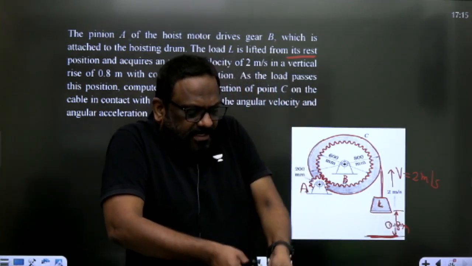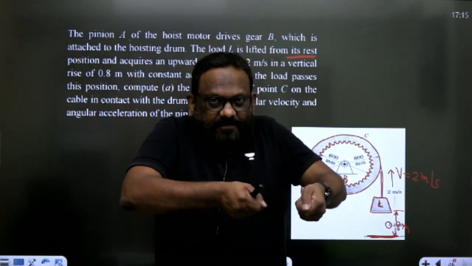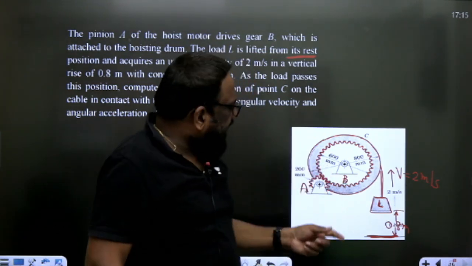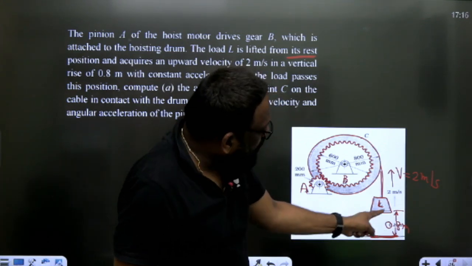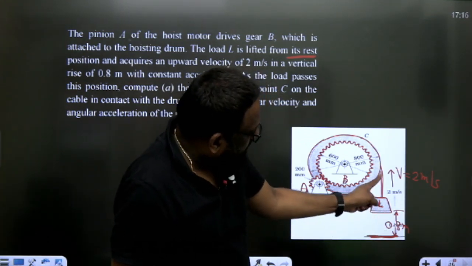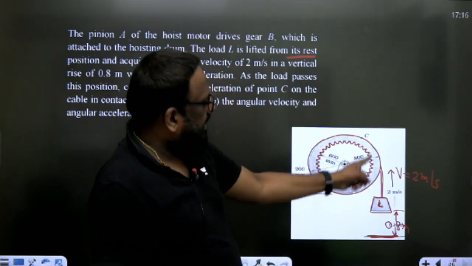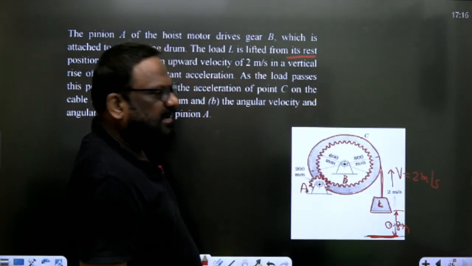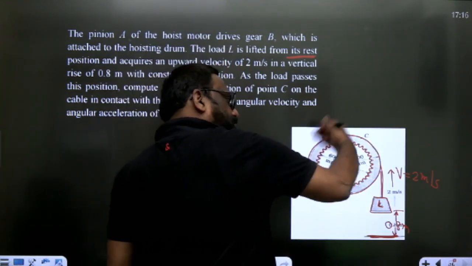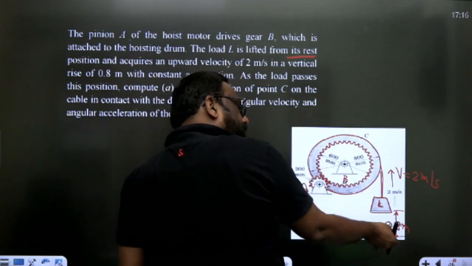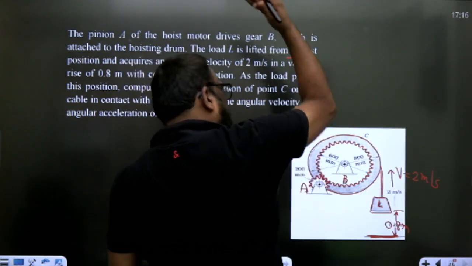So you know very well, when it is lifted, initially it was at rest, now it is lifted. So when it is at a position of 0.8 meter, the velocity of this load, देखो, velocity is 2 meter per second, and this is connected to the drum. ठीक है, अब ये घूम रहा है सर. Guess करो ये किस डायरेक्शन में रोटेट होगा सर? ये एंटी क्लॉकवाइज होगा सर, because the load is lifted up. When the load is lifted up, it has to rotate anticlockwise, then only the load is lifted.